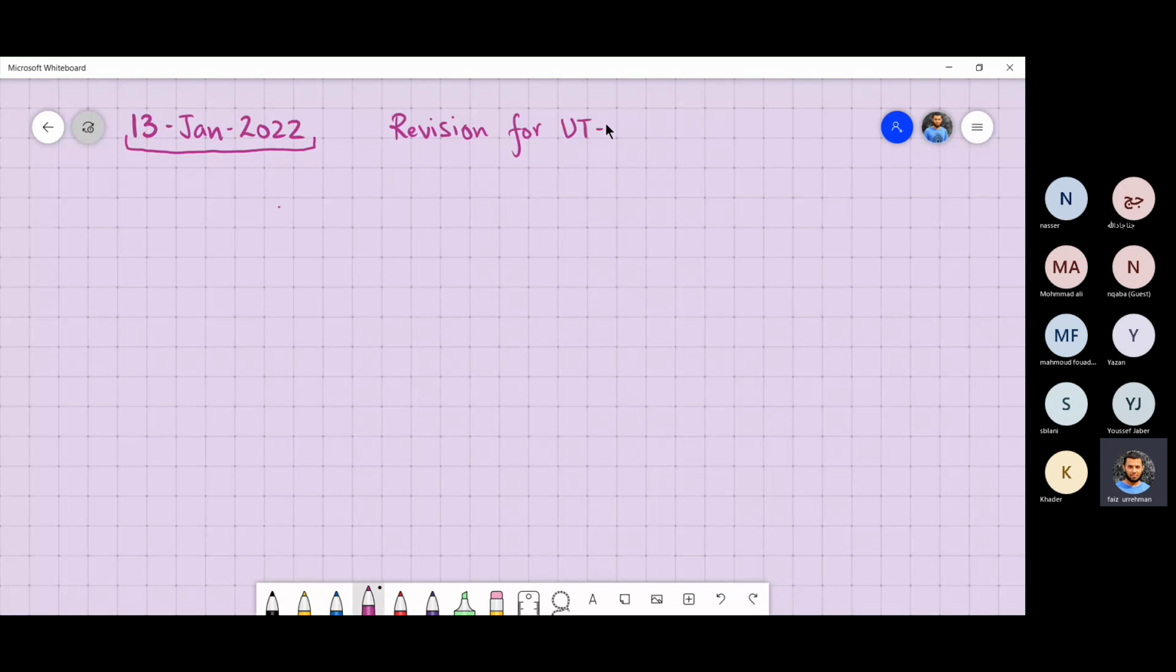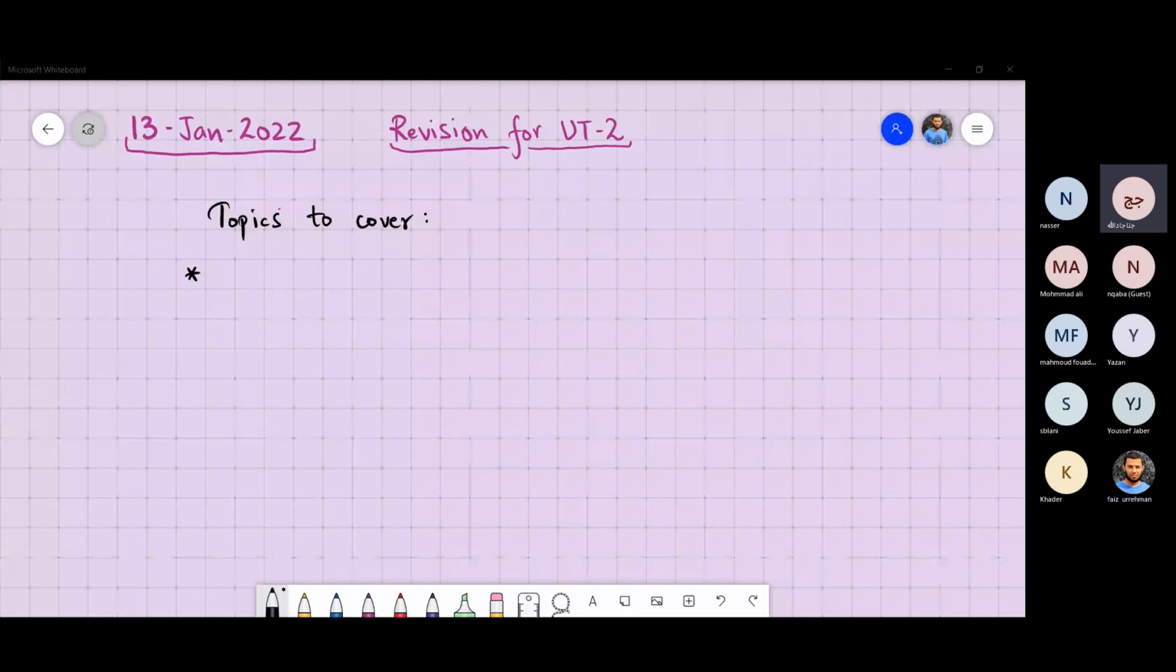So, revision for unit test 2. Okay. So topics to cover. How many topics we have to cover? I will go from the start. First, let me bring the study portion. I will bring a screenshot of the study portion here. I know what's coming.